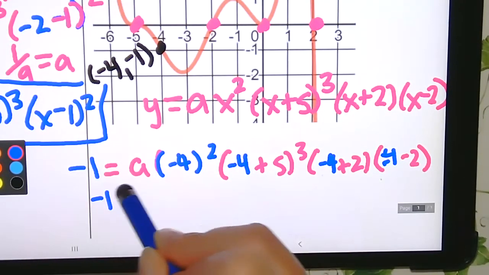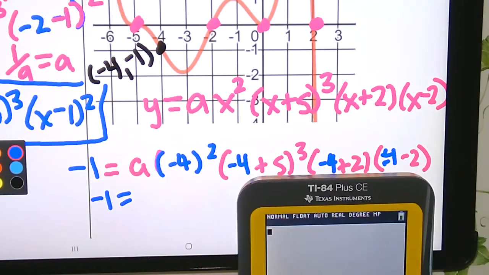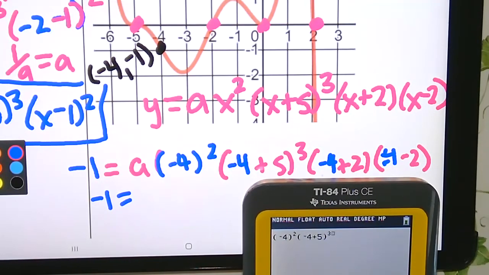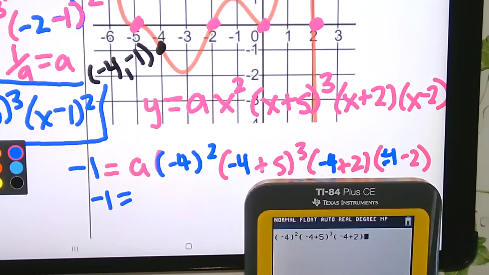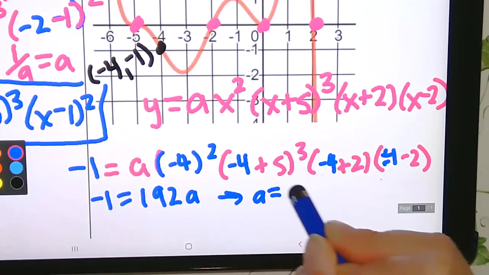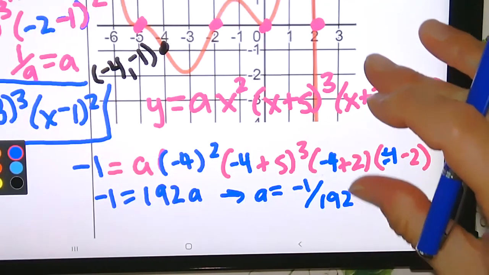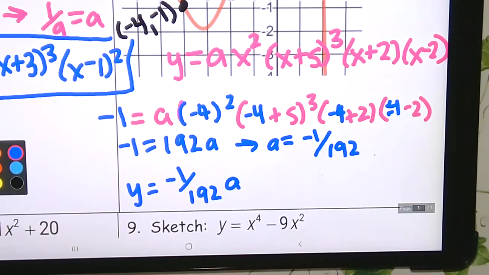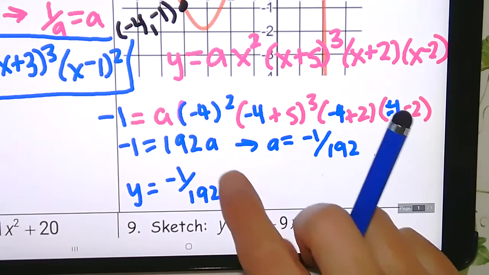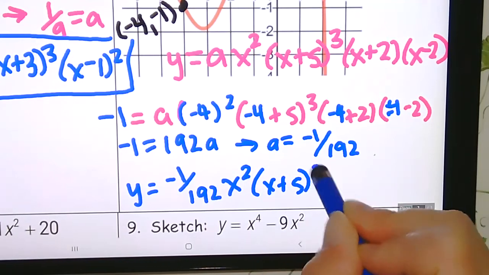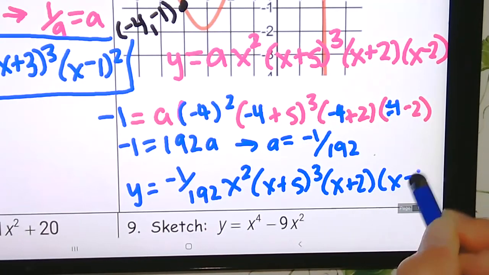Put that in my calculator. So I'm going to get negative 1 equal. Okay, so I'll have a negative 4 squared times negative 4 plus 5 cubed times negative 4 plus 2 times negative 4 minus 2 is 192. So I get a 192a. So my a is equal to negative 1 over 192. And then I am going to put that in front. So I'll get y equal negative 1 over 192a. No, sorry, that is my a. Apologize. Okay, times x squared times x plus 5 cubed times x plus 2 times x minus 2. And there's your equation.